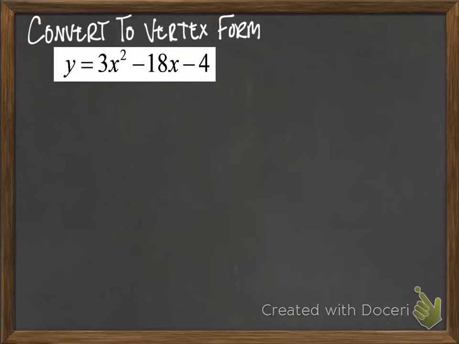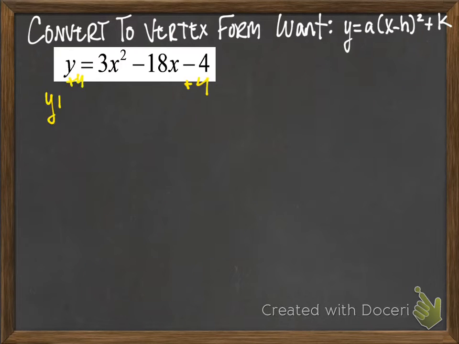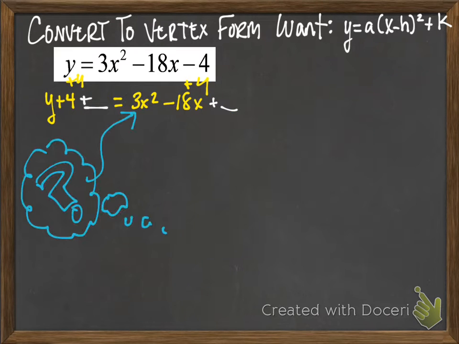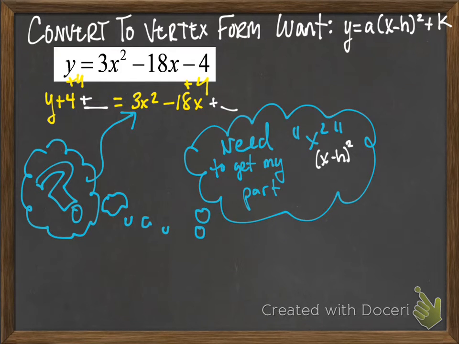All right there, folks. So now we have to convert to vertex form instead of to standard form. So what we really want is our equation to look like this. So first thing we're going to do is move that 4 over, and then we have to deal with this 3. We need an x squared to have the squared binomial part of our vertex form.